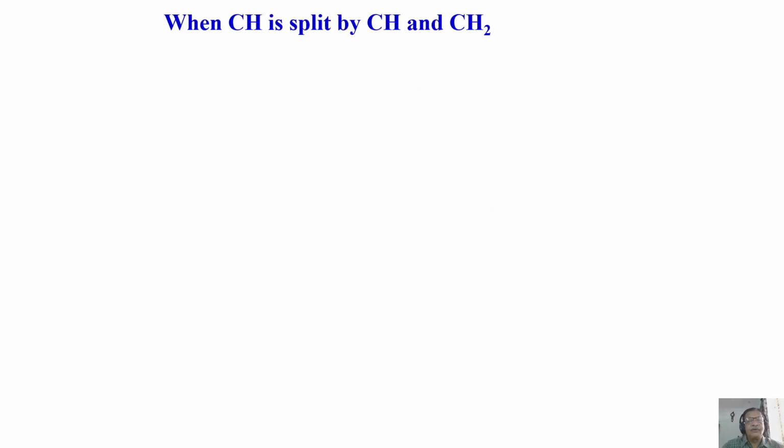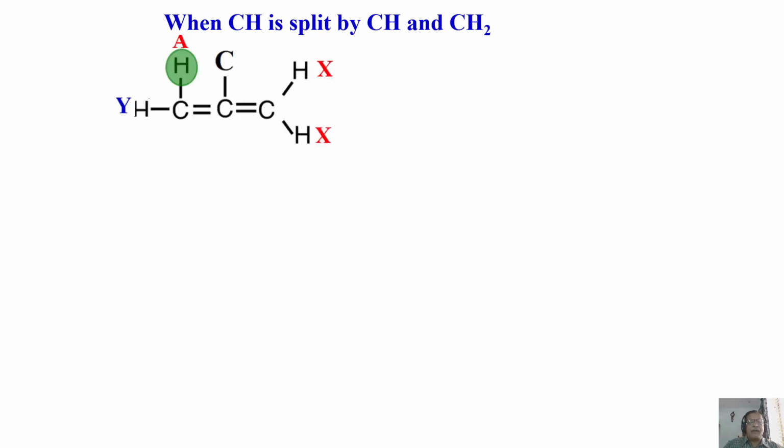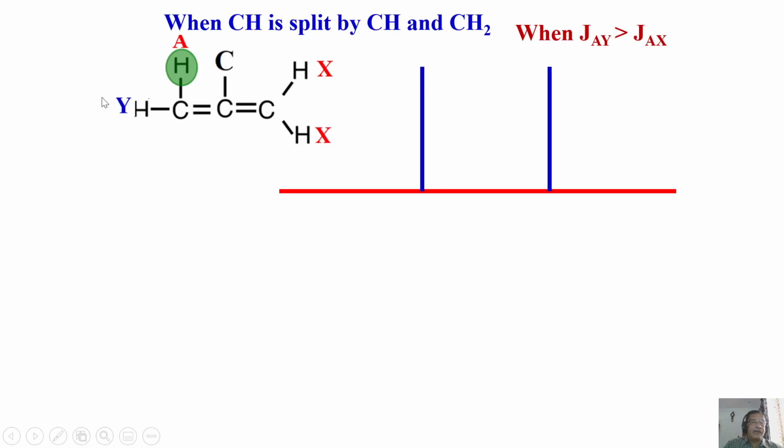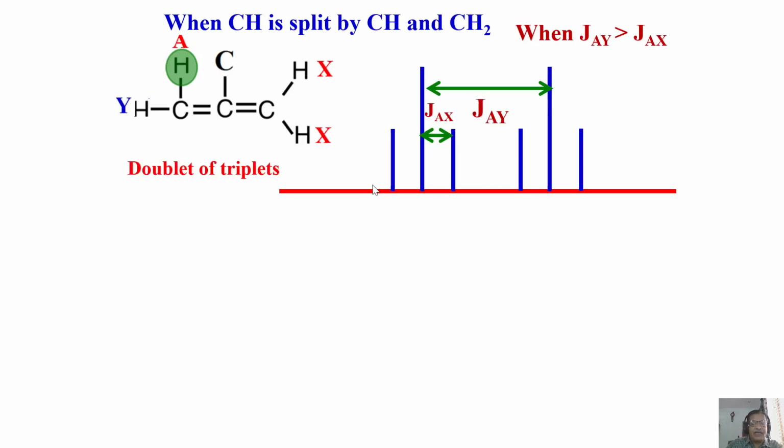Yesterday I showed you what happens to the multiplicity pattern for a hypothetical molecule like this. I looked at proton A when it is coupled to Y and a CH2 proton, a single proton and its two equivalent protons. I assume the condition AY is larger than AX. That means this coupling is larger than this one. Then the first larger splitting is a doublet. Then each of them is further split by the small couplings into a triplet. And this we could easily analyze, and this is called a doublet of triplets.